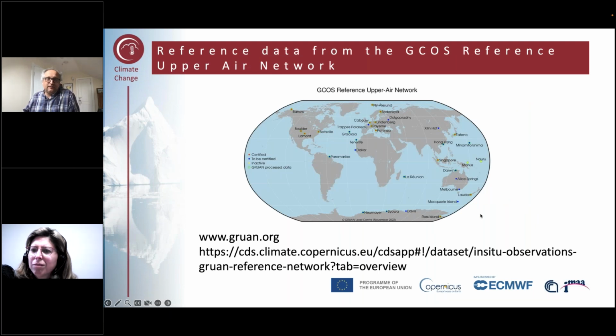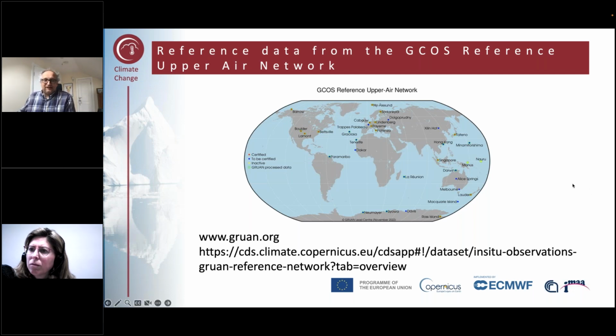So I'm going to talk first about the reference data that is currently available on the CDS. This arises from the GCOS reference upper air network. Here is a map of the stations that are registered as candidates or certified as GRUAN sites. The green circles around them imply that there is data available for those sites within GRUAN. Now, a subset of that, and only a subset of that, is currently served by the CDS.